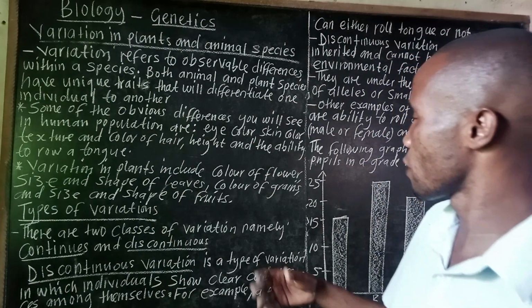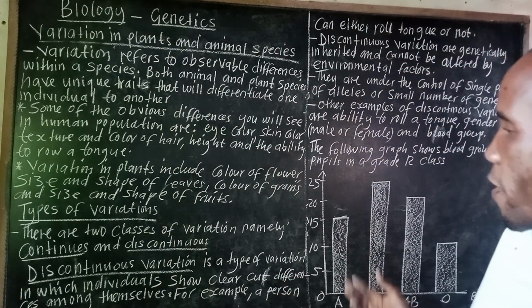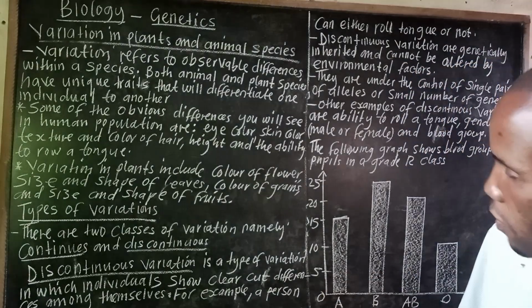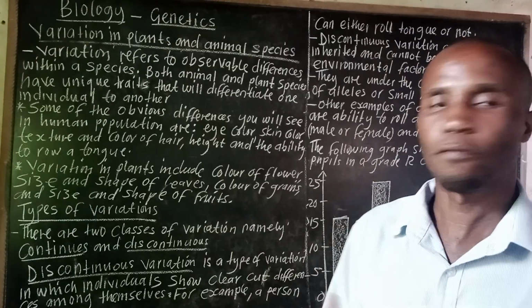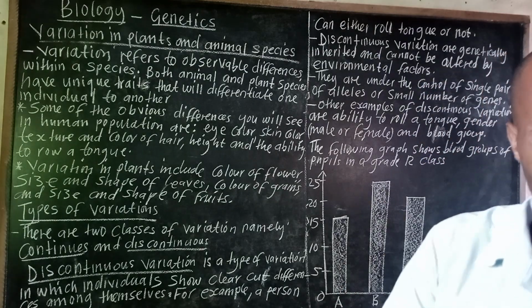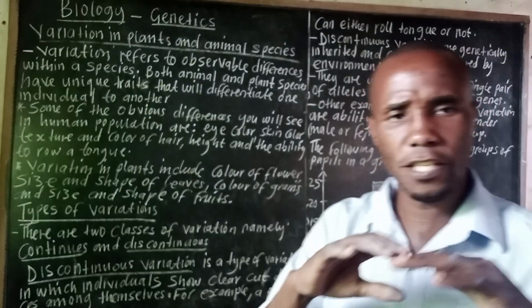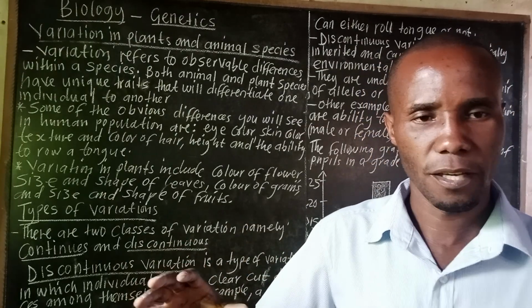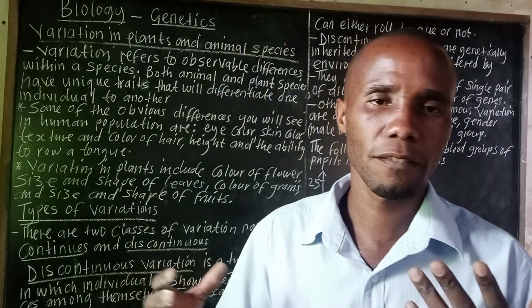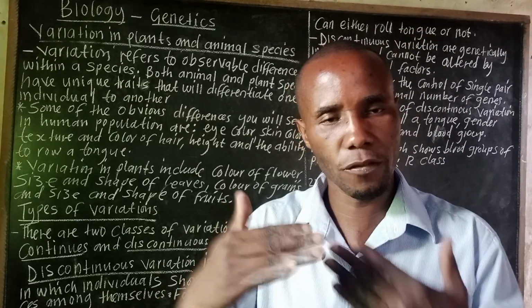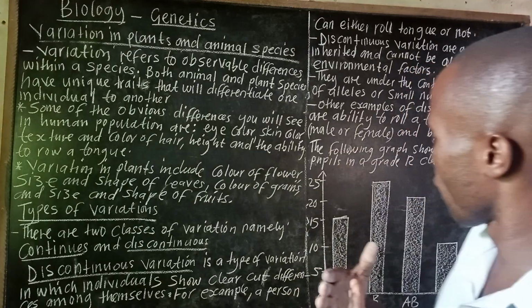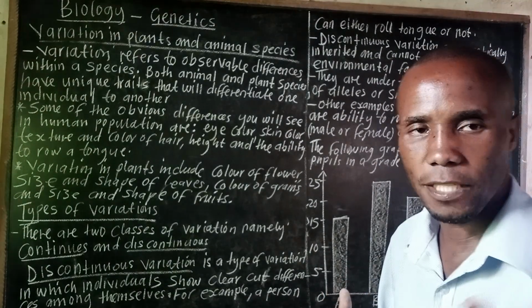Discontinuous variation is a type of variation in which individuals show clear-cut differences among themselves. For example, a person can either roll the tongue or not. That is the discontinuous variation, the clear-cut difference. There is a person who is able to roll his or her tongue, the other one can't. You have seen the difference? That is the obvious one, a clear-cut difference which can be seen by everyone.